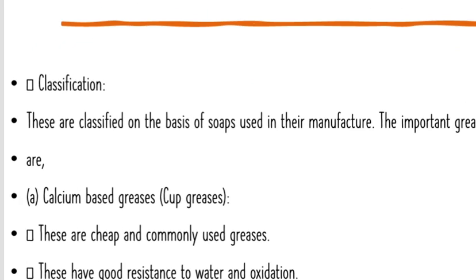First is calcium based grease, or cup grease. These are cheap and commonly used greases. They have good resistance to water and oxidation. However, they are satisfactory for use only below 80 degrees Celsius, and are used to lubricate water pumps and tractors. Water pumps are mainly seen in villages, not in cities, and tractors are seen in farming.